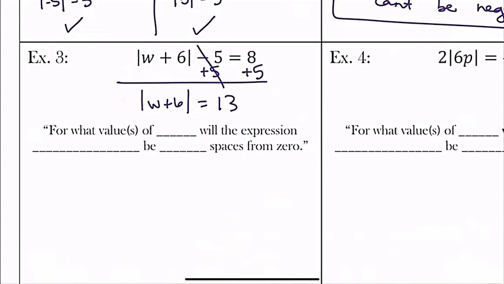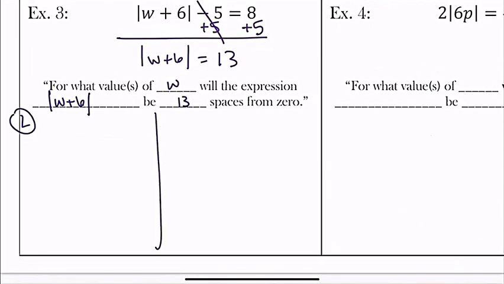So let's fill in our little sentence here. It says for what value of w will the expression w plus 6 be 13 spaces from 0? So I'm trying to figure out what I would plug in here to make this 13 spots from 0. Remember, we can be in 2 directions from 0. We can go to the left in the negative direction, so it would look like this. W plus 6 is negative 13 spaces from 0 because we're going in the left direction. So again, distance is still positive. And then going in the right direction, which is the positive direction, it'd be W plus 6 is positive 13.